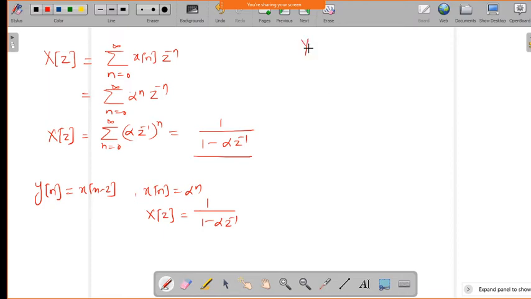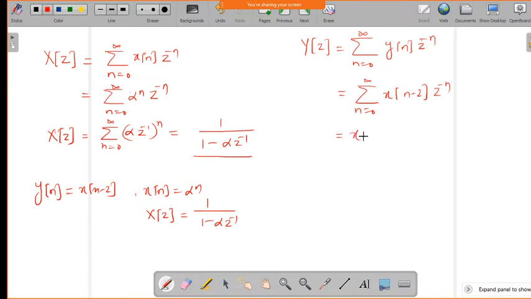Okay, so we know Y(z) is given by summation n equal to 0 to infinity y(n) z^(-n). Now y(n) is x(n minus 2), so Y(z) is summation n equal to 0 to infinity x(n minus 2) z^(-n). Now put the value of n equal to 0 here, so I will get x(-2) plus, since z power 0 becomes 1, n equal to 1 to infinity x(n minus 2) z^(-n).